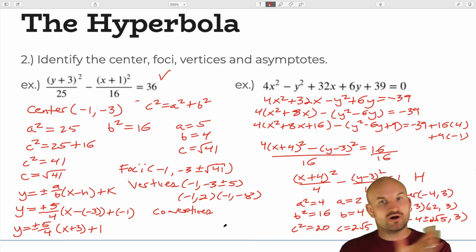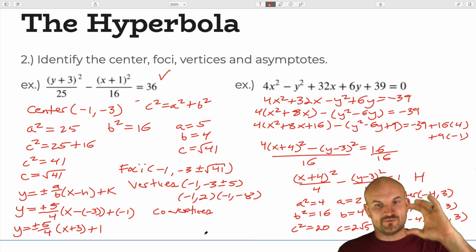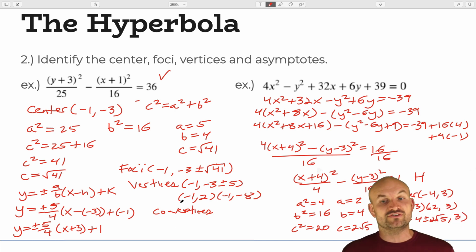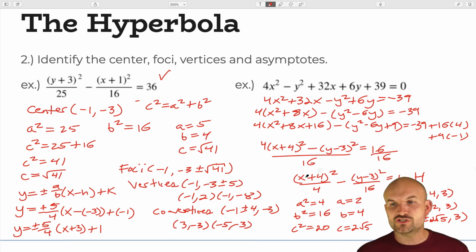Now the co-vertices, though, are going to be left and right. If the vertices and foci are up and down, that means co-vertices are left and right because they're on the conjugate axis. So that is going to be a -1 plus or minus b, which would be plus or minus 4, comma, -3. Okay, so -1 plus 4 is going to be a 3, comma -3. And then -1 minus 4, which would be a -5, comma -3. Okay, so there's going to be your two values there.